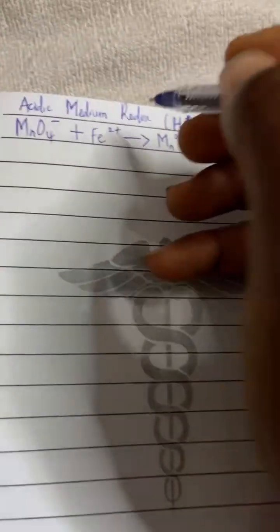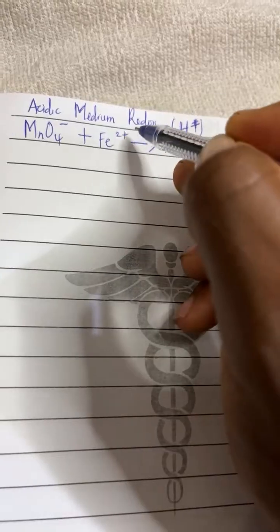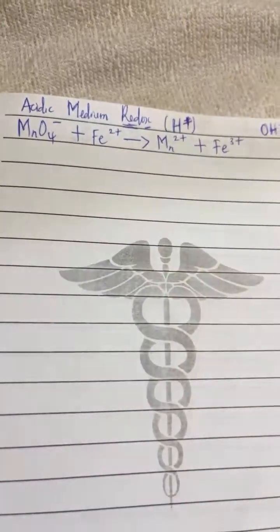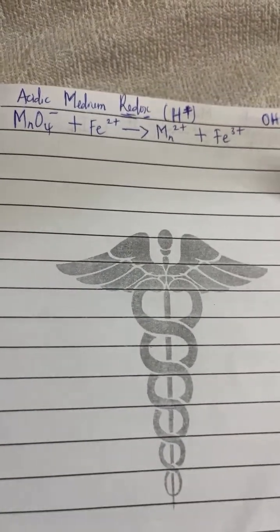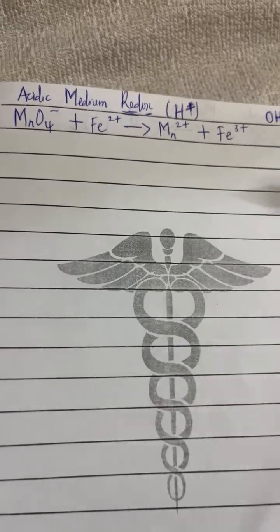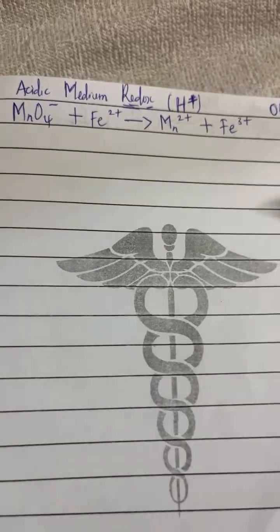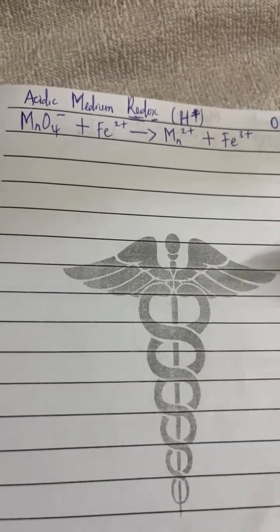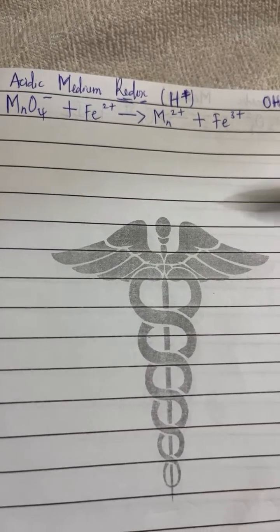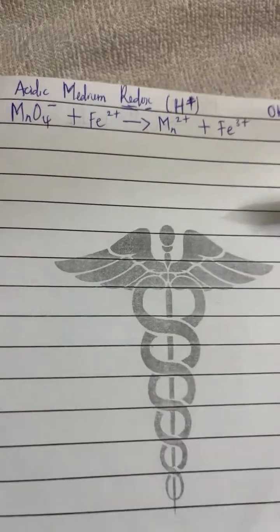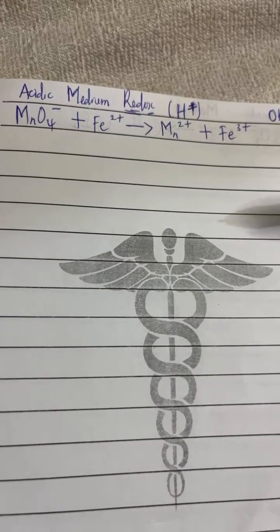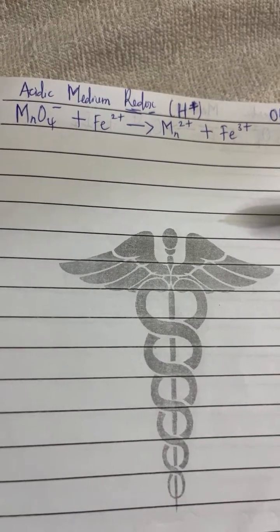Now, this is a redox reaction. One thing I told you about redox reaction is that red means reduction, and ox means oxidation. Both reduction and oxidation are ongoing concurrently, together in the equation. One entity will be experiencing oxidation while the other entity will be experiencing reduction.